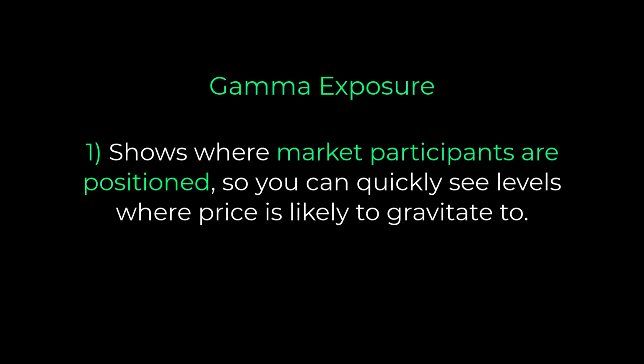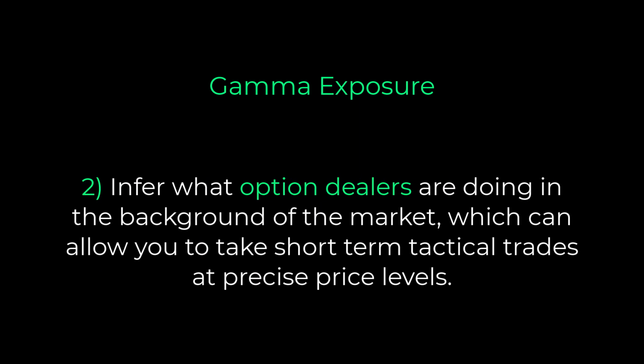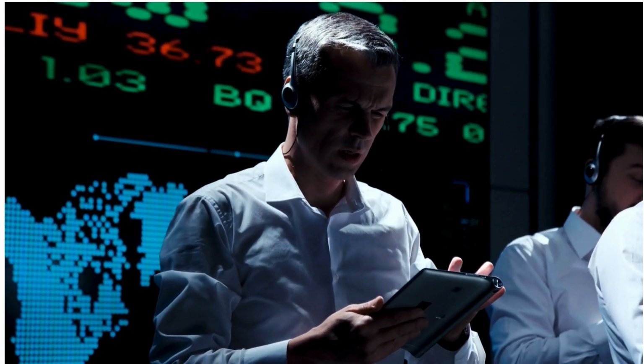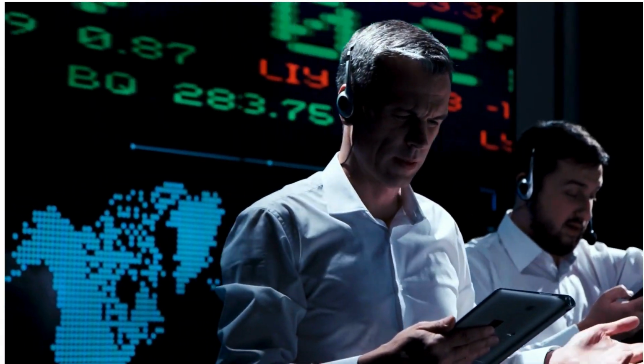If you're not familiar with gamma exposure, it allows you to see several things in the market. Number one, it shows you where market participants are positioned, so you can quickly see levels where price is likely to gravitate to. Number two, you can infer what option dealers are doing in the background of the market, which can allow you to take short-term tactical trades at precise price levels. So understanding and using GEX gives you a huge edge over the rest of the market.